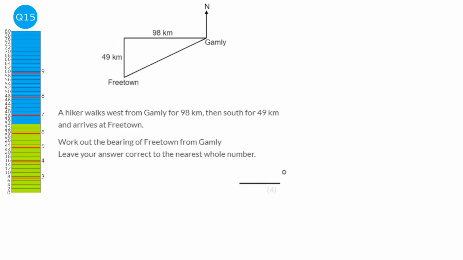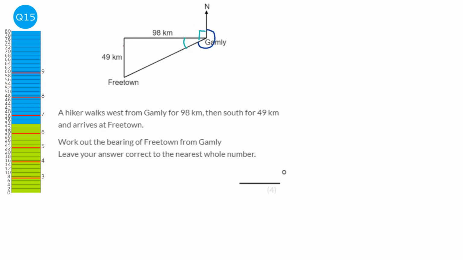So asked to find the bearing of Freetown from Gamley. So that is this angle here. And so what we're going to do is we're going to find this angle, and this will obviously be 90 degrees because the hiker walked west, and it's against the west line and the north line, so it's definitely 90 degrees. So we can work out what the bearing is if we know that angle inside the triangle.